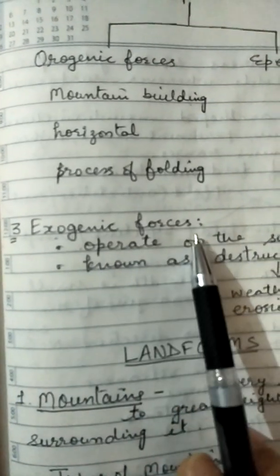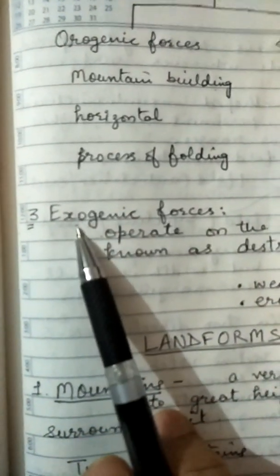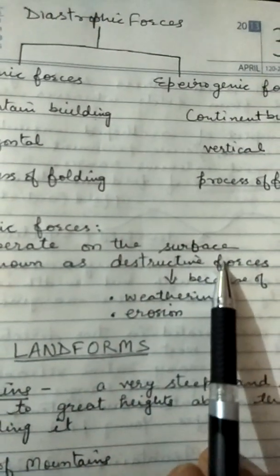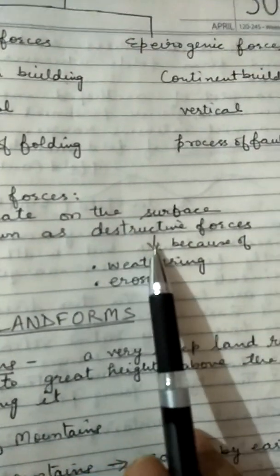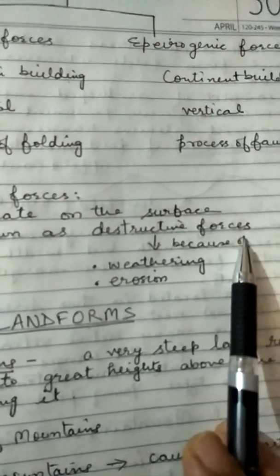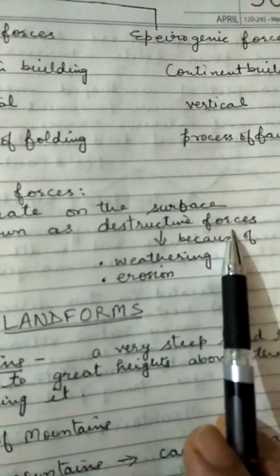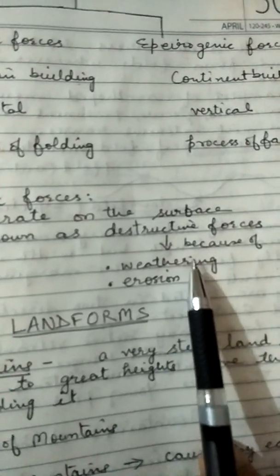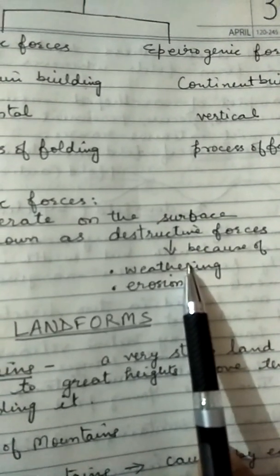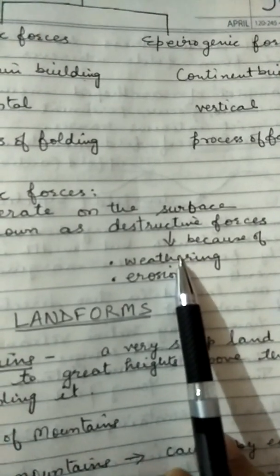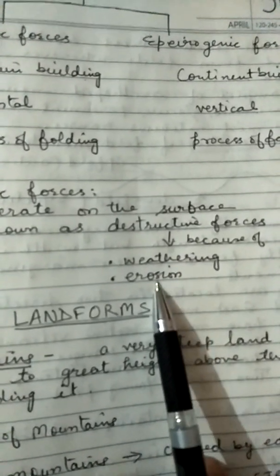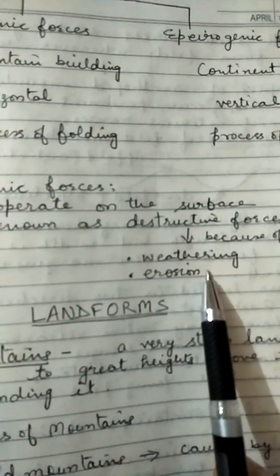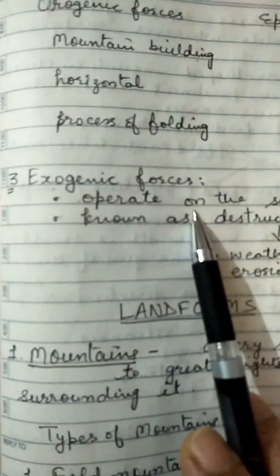Third one is exogenic forces. Exo means external. These forces act on the surface of the earth, and these are therefore known as destructive forces. Now what are these destructive forces? These are weathering. Now what is weathering? Weathering is decomposition or disintegration of rocks. So the rocks break and the material is carried away and deposited somewhere else. So various landforms are formed because of exogenic forces also.